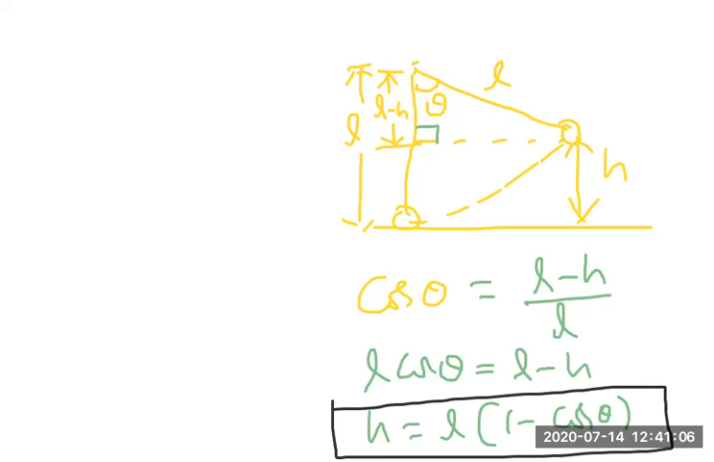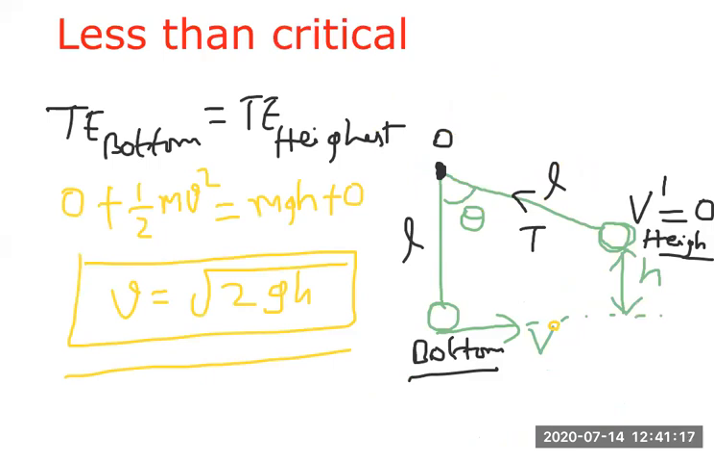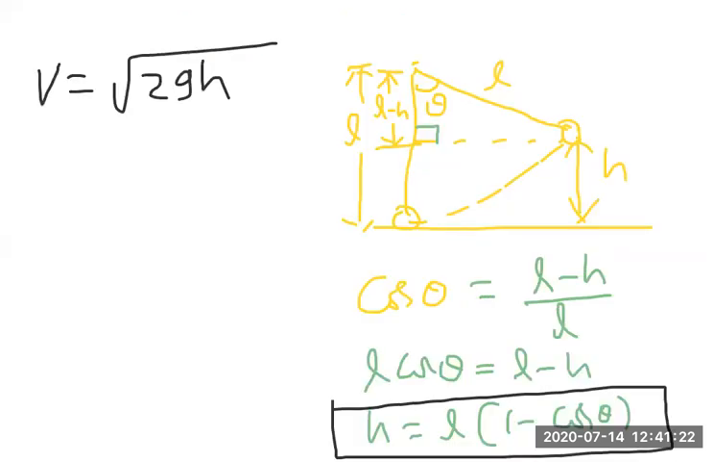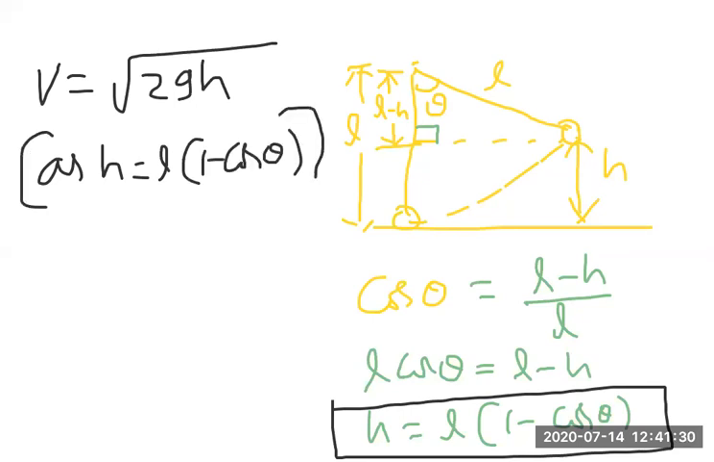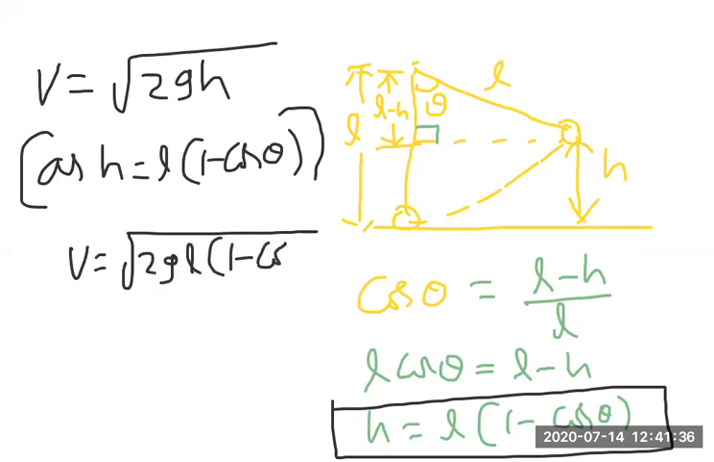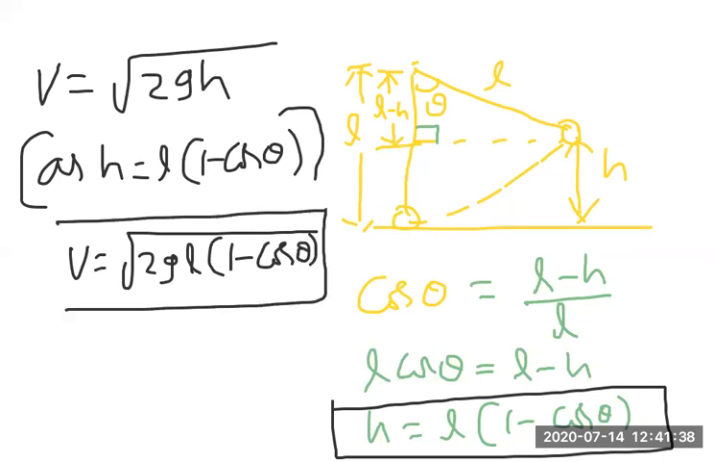Already we know that V is equal to root 2gh, as we discussed on the last page. Now in place of h, we have L into 1 minus cos theta. Substituting that, I can write V equal to root over 2gL into 1 minus cos theta. The velocity at the bottom is root over 2gL into 1 minus cos theta. This is the formula I got.